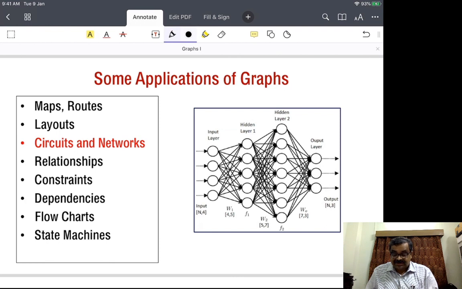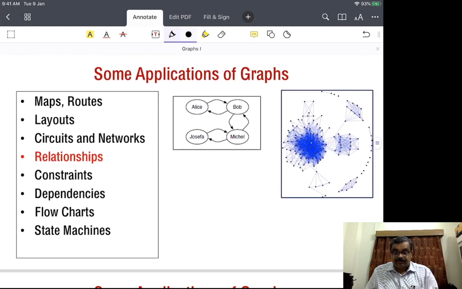So this neural network, as you can see, can easily be developed as a graph structure, and this graph will have nodes as the neurons, the connections as the edges, and the weights on the edges as the labels of the edges.